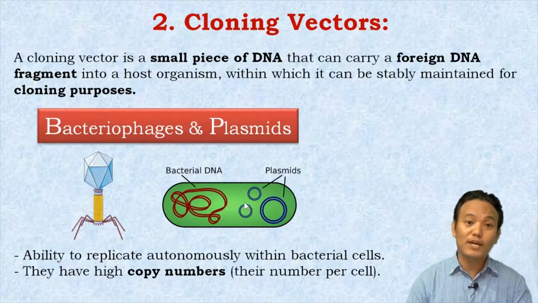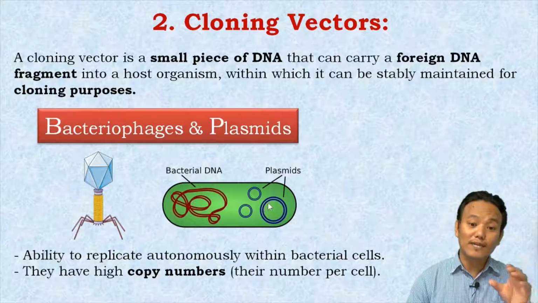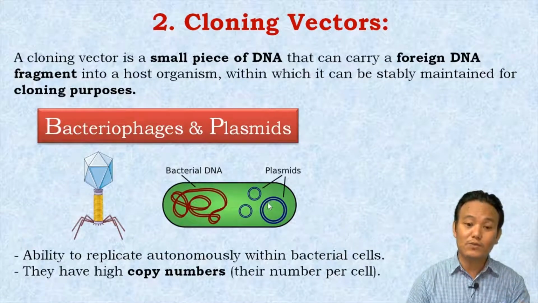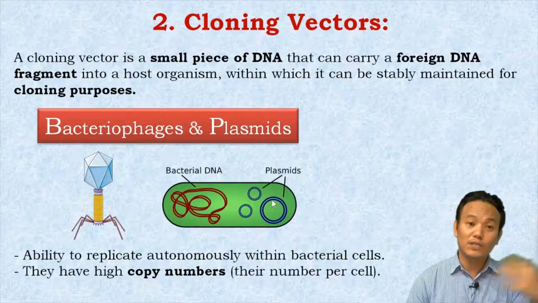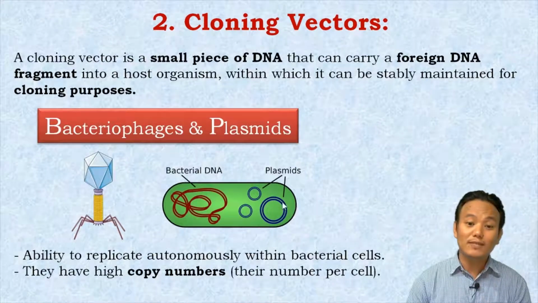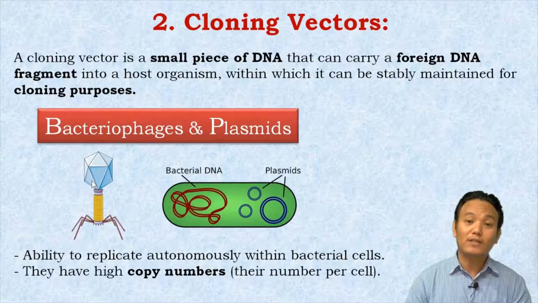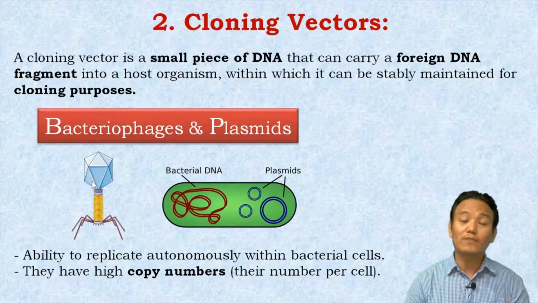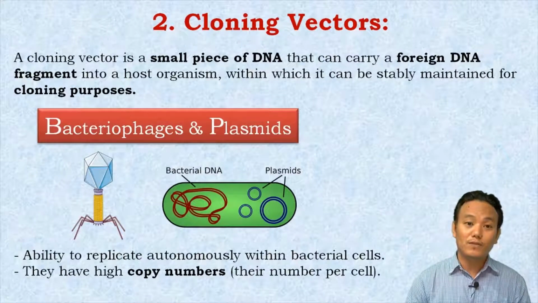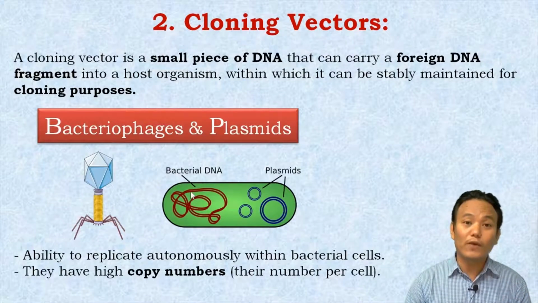And this is a desirable trait because if we can insert a gene of interest within this DNA and introduce it into a bacterial cell, these plasmids and bacteriophages will replicate within the bacterial cell autonomously and keep the number of our desired gene high within the bacterial cell. Right? So that is a desirable quality of a cloning vector.